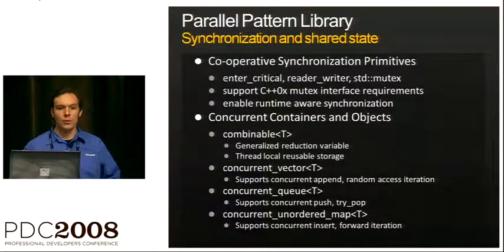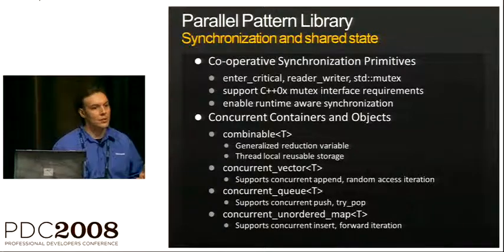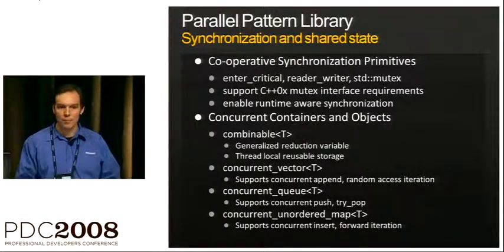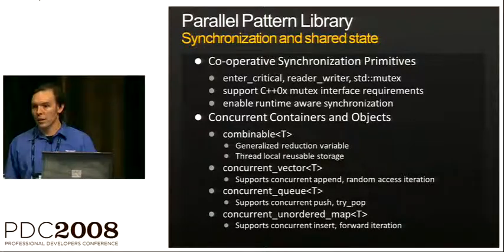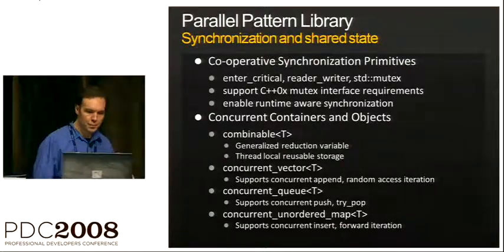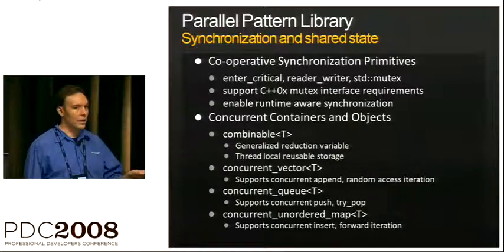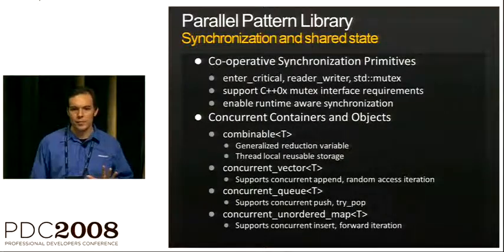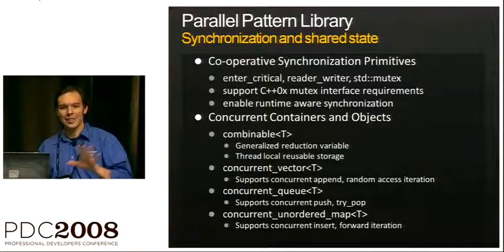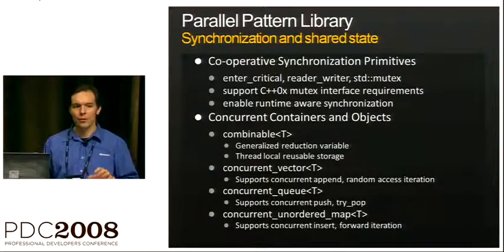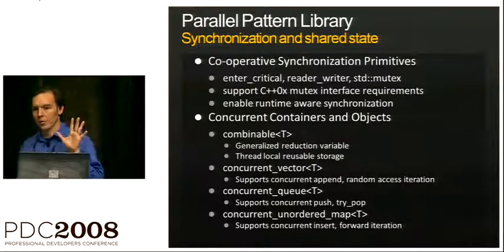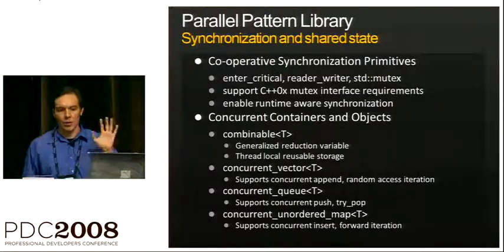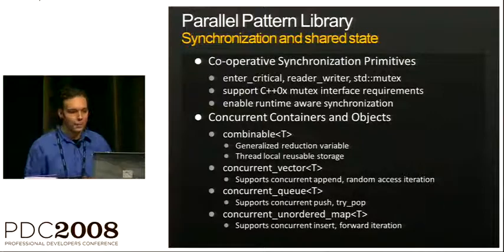This is very similar to the vector that's in the STL. It's also incredibly similar to the vector that's in TBB, if folks have looked at that, and shares similar semantics. But it supports concurrent append and random access iteration. It doesn't support remove, right? You can, of course, clear the whole thing. But it's intended to be incredibly efficient to have that random access append.